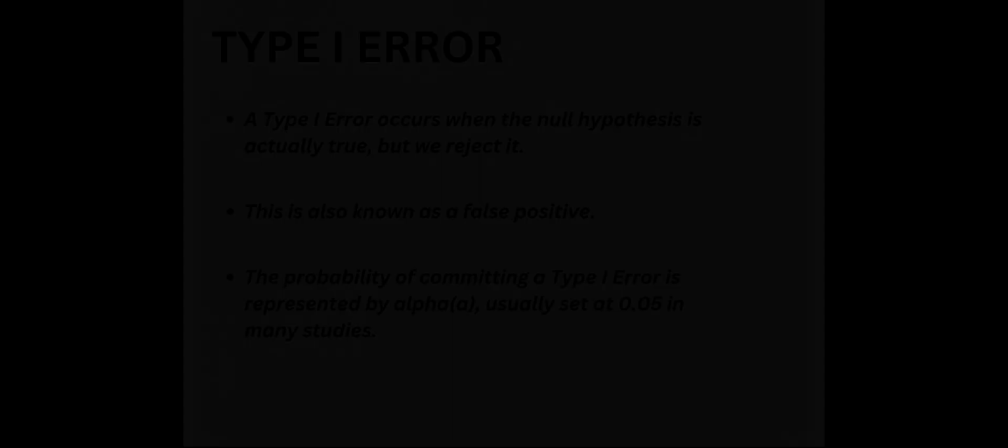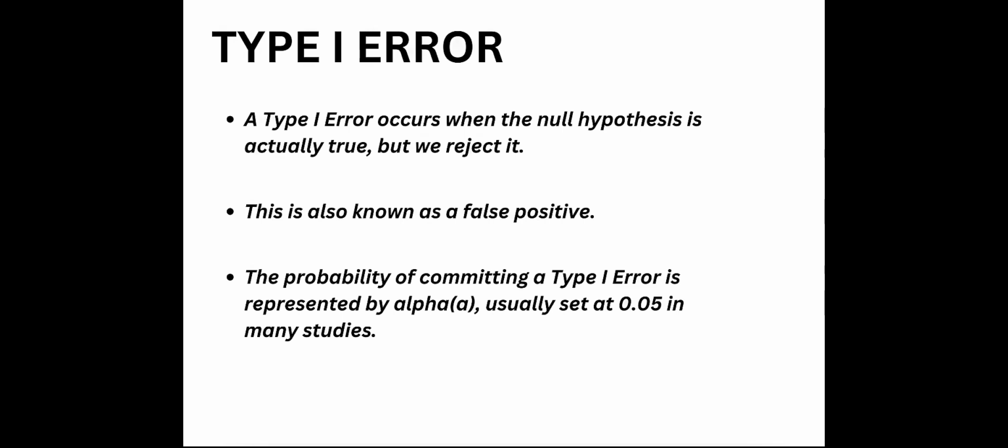A type 1 error occurs when the null hypothesis is actually true, but we reject it. In simple terms, this means we conclude that there is an effect or difference when in reality there is none. It is also known as a false positive. The probability of committing a type 1 error is represented by alpha, usually set at 0.05 in many studies.